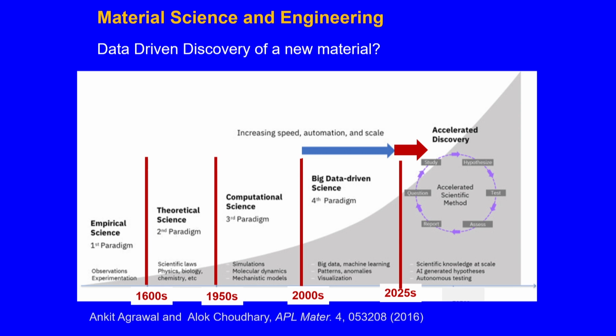So, now I put it here again, taken from Ankit Agarwal and Alok Choudhary's paper on APL Materials, from first to second to third to fourth paradigm. Now comes the 2020s or 25s. Can I make the material discovery very fast? Normally it takes 25 years to discover a material and then apply it in real applications. Can I reduce the cycle time to 10 years or less? That is what is called accelerated discovery or accelerated scientific methods. This requires you to use AI tools, machine learning as well as informatics.